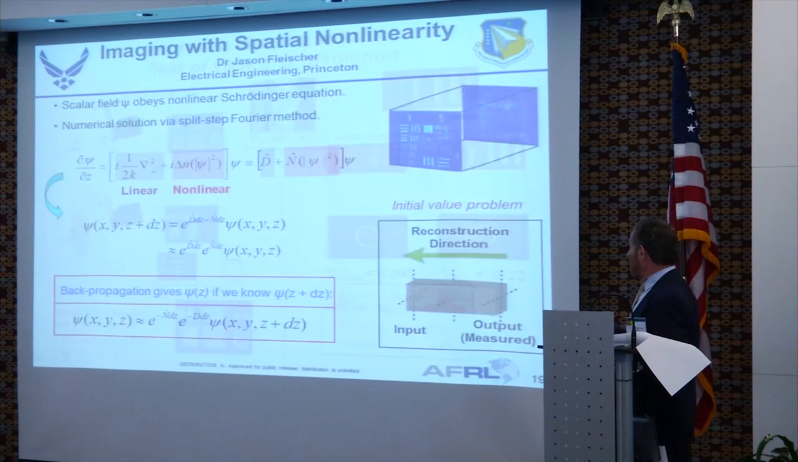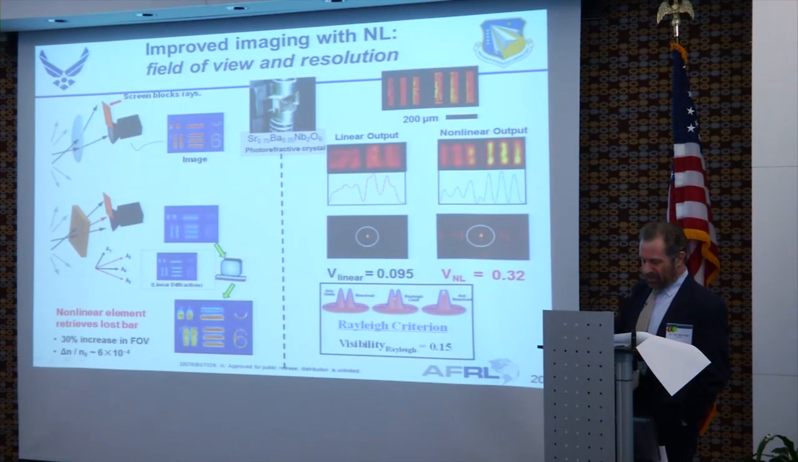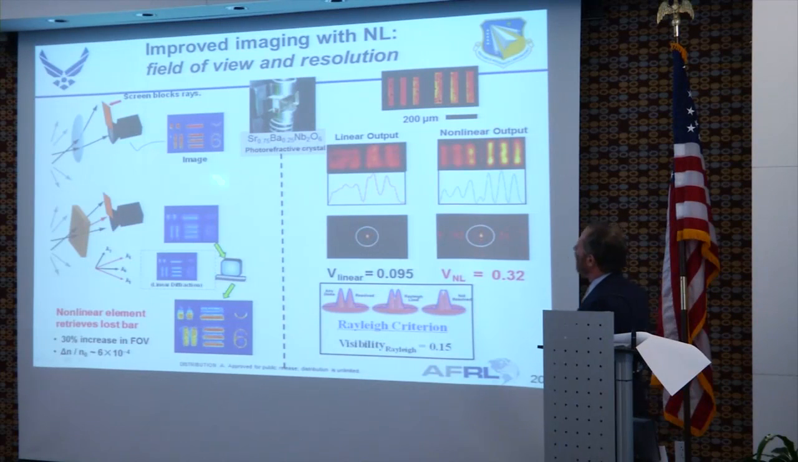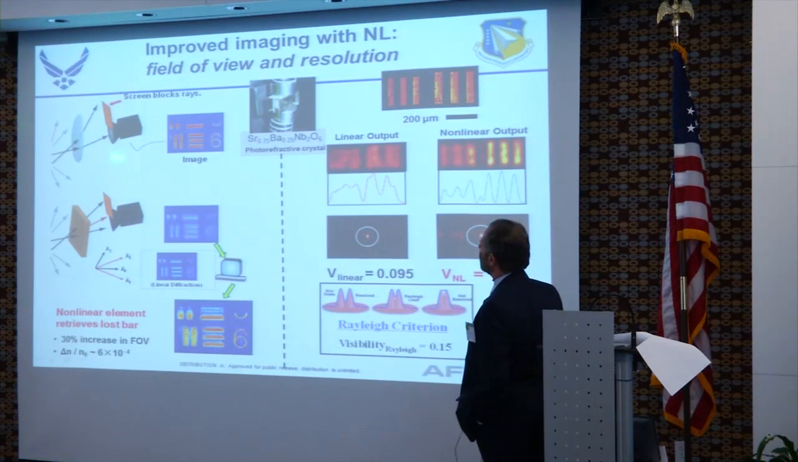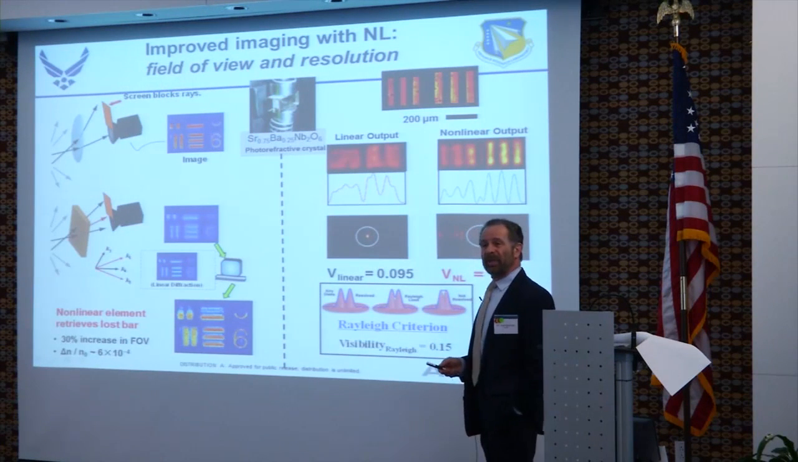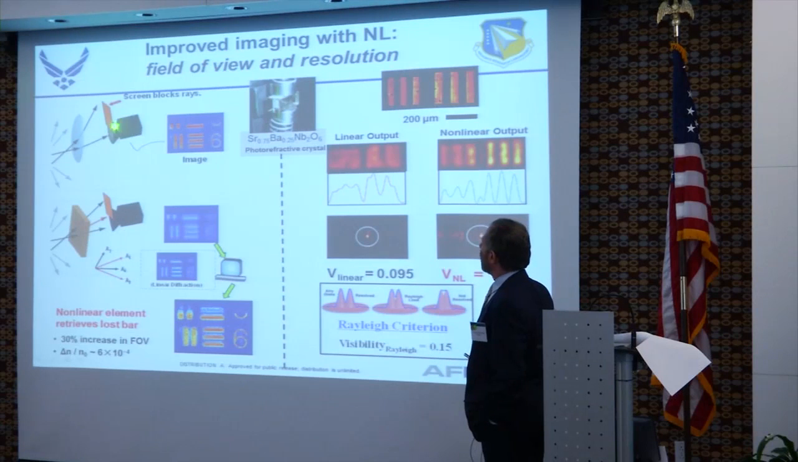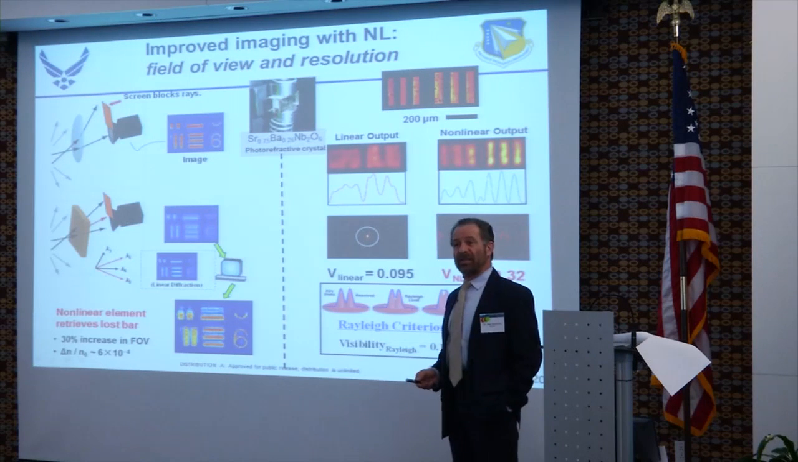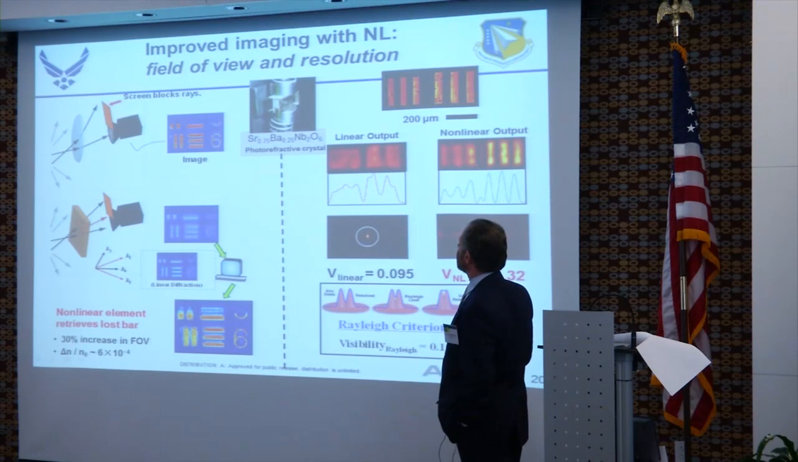I'm going to go back to this slide in a minute, but let's take a look at this slide here. In a conventional imaging system where you have a lens, if you have some screen that blocks any of the rays, it's irretrievable. Whatever comes to the focal plane, if it's missing information, you can't get it back because of the linearity. And Dr. Fleischer has had an interesting idea. He said, instead of this lens, let's put a nonlinear crystal in here.